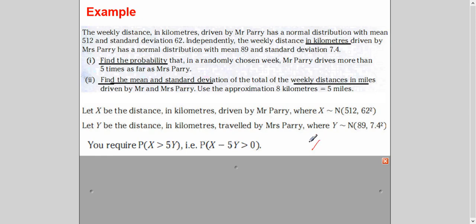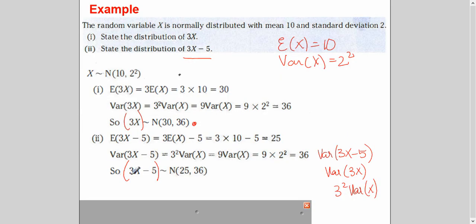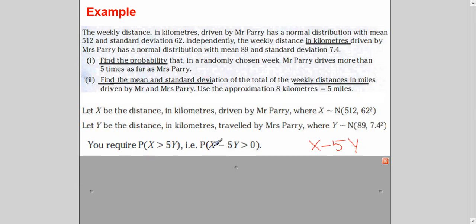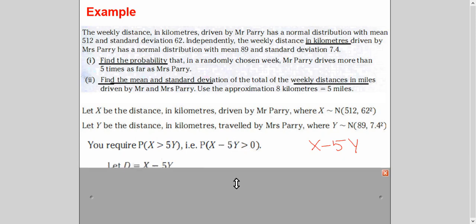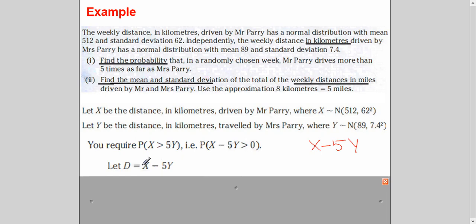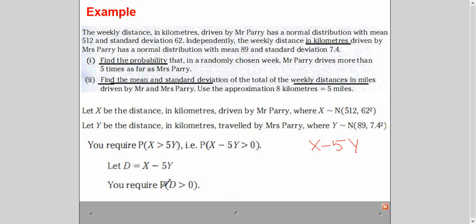It means we have to find the distribution for this. Only then can we apply z on this new distribution. So let's find out. Now here it is x minus 5y, and here we have already done linear functions. This is a linear combination of 2 independent variables. So let's call it d is equal to x minus 5y. I will calculate the mean of it and the variance of it, and then at the end we will calculate this probability.